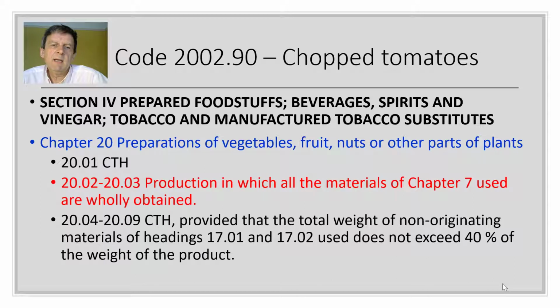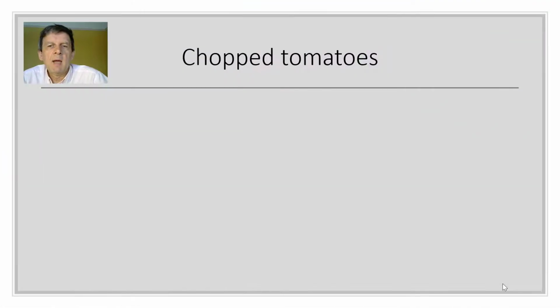Now in chapter 20, I put the actual rule in red, so the chopped tomatoes fall within the second group of this chapter. And that's production in which all the materials of chapter 7, which is raw vegetables, etc., must be wholly obtained. Now, the tomatoes are generally going to come in from the EU, Spain, for example. But if we use bilateral cumulation, we can pretend the goods are of UK origin if we were then to export them back into Europe.